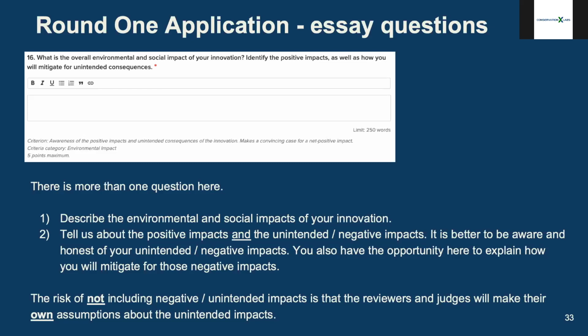Tell us if you anticipate any kind of negative impacts of your innovation. And those might occur at any point along its value chain, along its life cycle. And then describe how you might mitigate for those negative impacts.